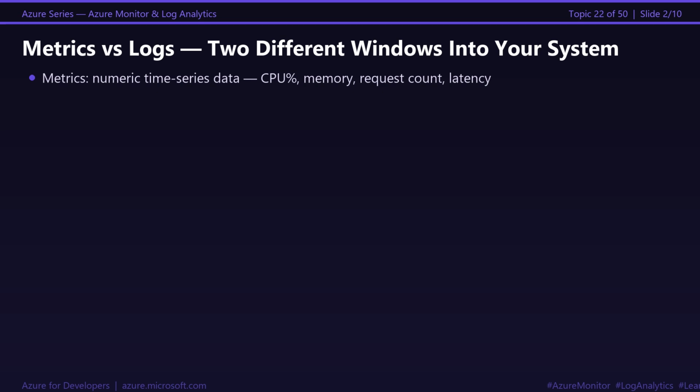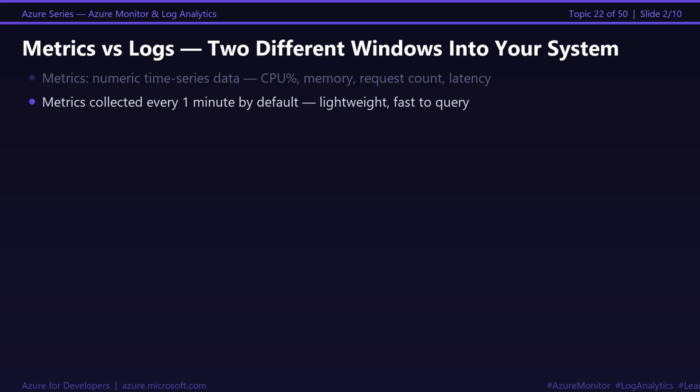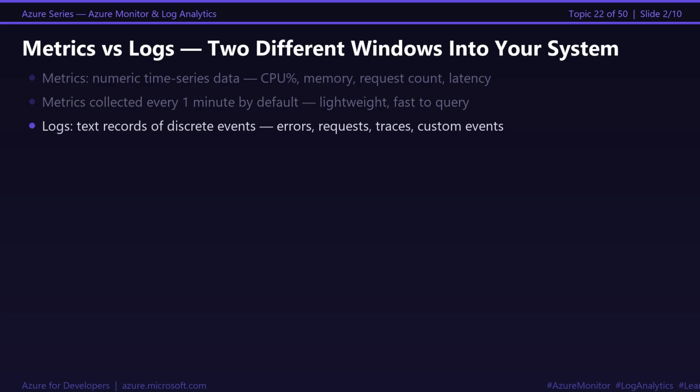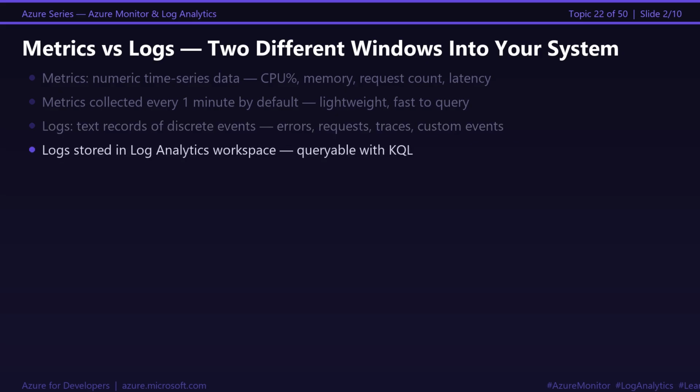Logs are records of things that happened. User ID 4821 got a 500 error at 14:32:07. Request to /checkout took 8,400 milliseconds. Exception: null reference exception in order service line 142. Logs tell you why something went wrong, not just that it did. Here is the practical rule. Metrics tell you something is wrong. Logs tell you what went wrong. You need both. Use metrics to catch the problem. Use logs to diagnose it.